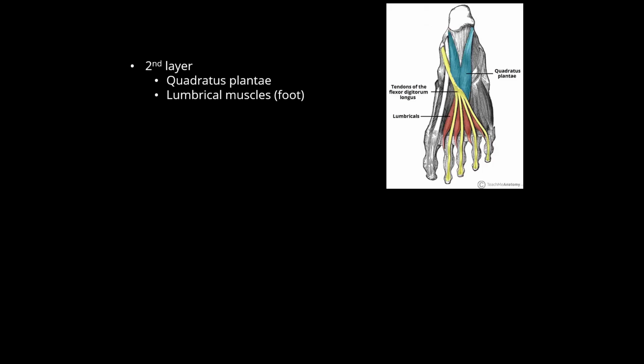Second layer of muscles comprises of quadratus plantae and lumbrical muscles. So lumbrical muscles, they originate from the tendons of flexor digitorum longus and they insert over the bones in the toes. So these are lumbrical muscles and this is quadratus plantae.